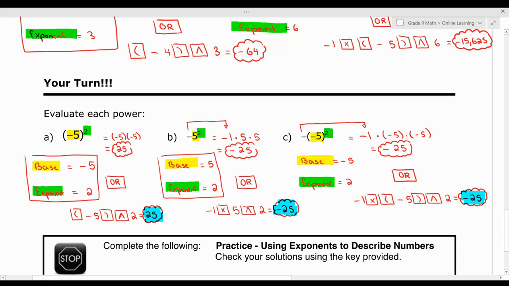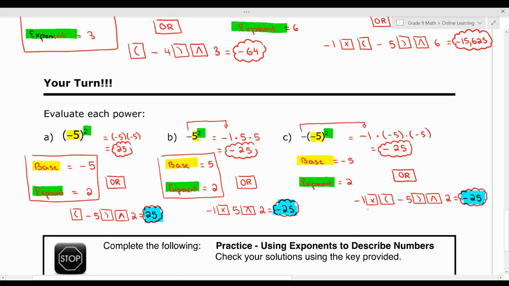And then question C, similar to the question we did above. This negative really just means you have a negative 1 being multiplied in front. That's not part of the power. The power is this piece here. So I have a base of negative 5 and an exponent of 2. If you evaluate this, it also comes out to negative 25. So you'd have negative 1 times negative 5 times negative 5.